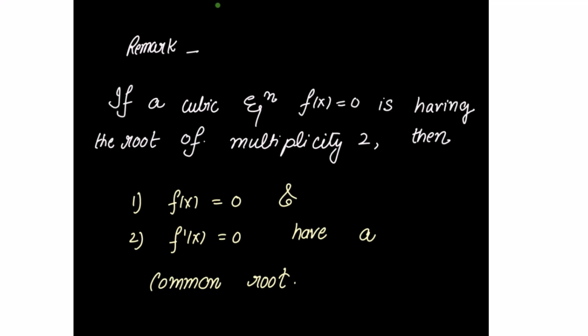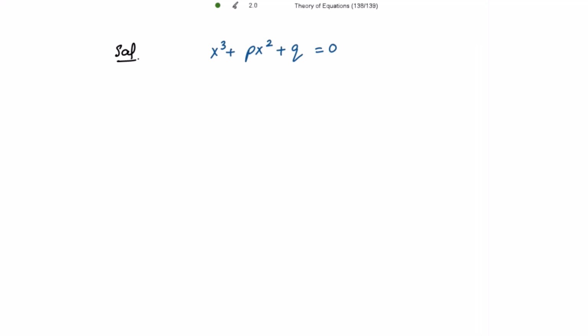Let's read it. If a cubic equation f(x) equal to 0 is having the root of multiplicity 2, then f(x) equal to 0 and its derivative with respect to x, that is f'(x) equal to 0, both these equations are having a common root. Right? So both are having a common root. Please remember this. So this is the given equation.